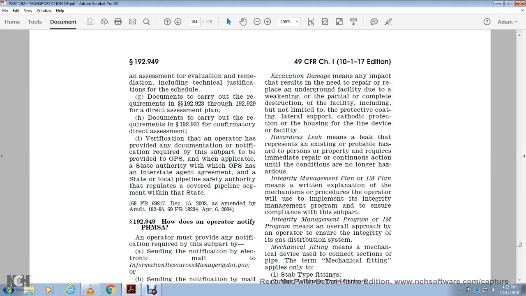Integrity management plan, or IM plan, means a written explanation of the mechanisms or procedures the operator will use to implement its integrity management program and to ensure compliance with this subpart. Integrity management program, or IM program, means an overall approach by an operator to ensure the integrity of its gas distribution system.